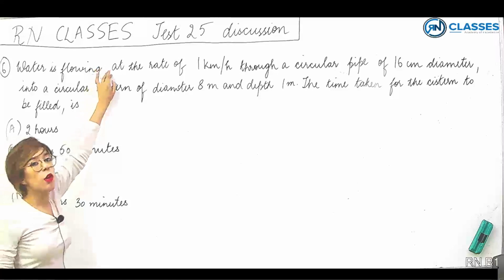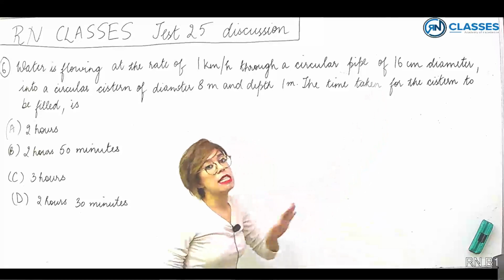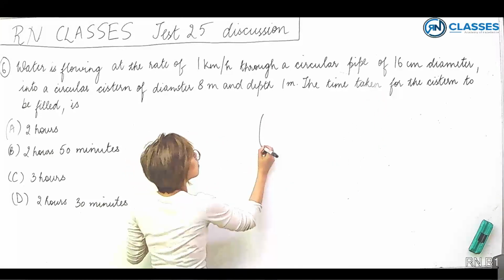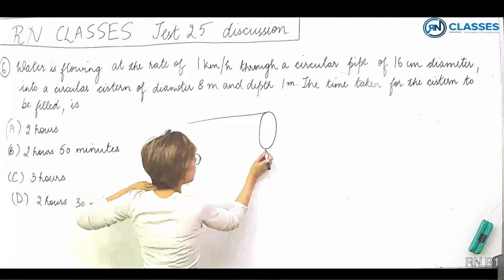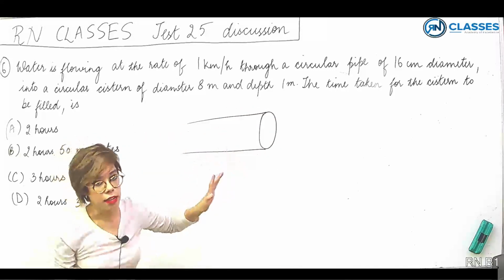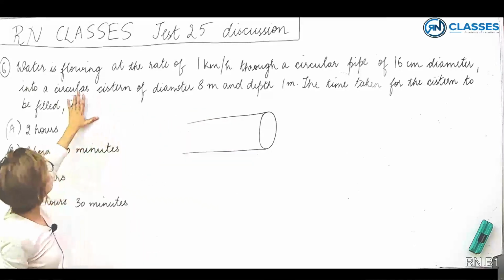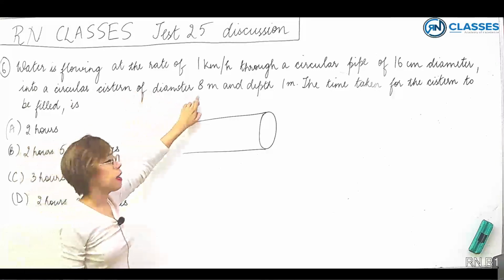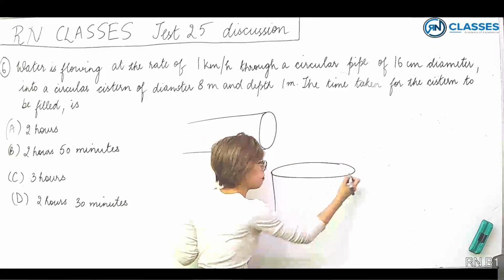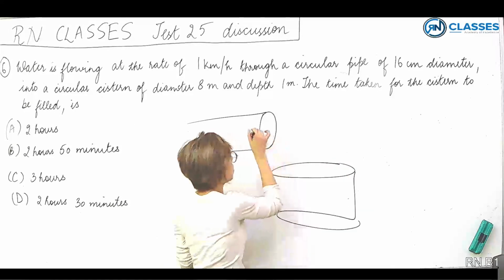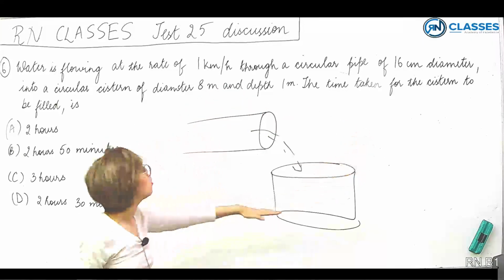Water is flowing at the rate of 1 kilometer per hour through a circular pipe of diameter 16 centimeter. Right? So there's a circular pipe, as in the mouth is a circle and the pipe would be something like this. So that means this shape is a cylinder. Now, this water is flowing through this and it is used to fill up a circular system of diameter this and depth this. That means the system is in the shape of a cylinder itself. Right? So water is coming from here and it is dropping here.